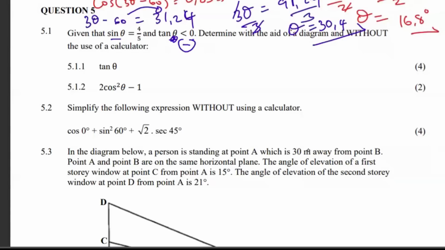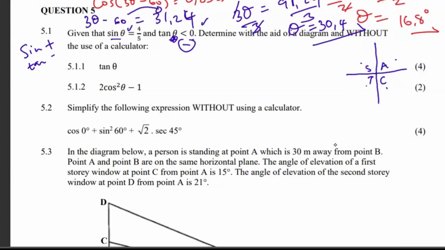So step number 1, when you have questions like this, is for you to remember your CAST diagram, meaning that all trig ratios are positive, only sine is positive, tan is positive, and so on. So initially, they're telling us that sine is 4 over 5, which means this ratio is positive. So we need a quadrant where the sine is positive, but the tan is negative. So we need to combine this and this.